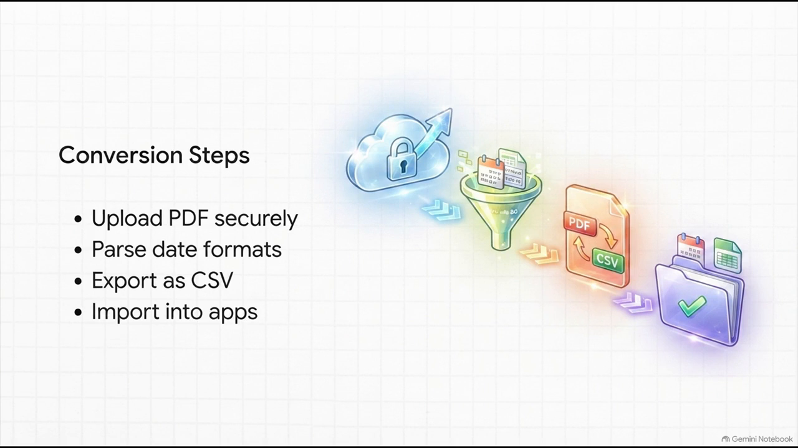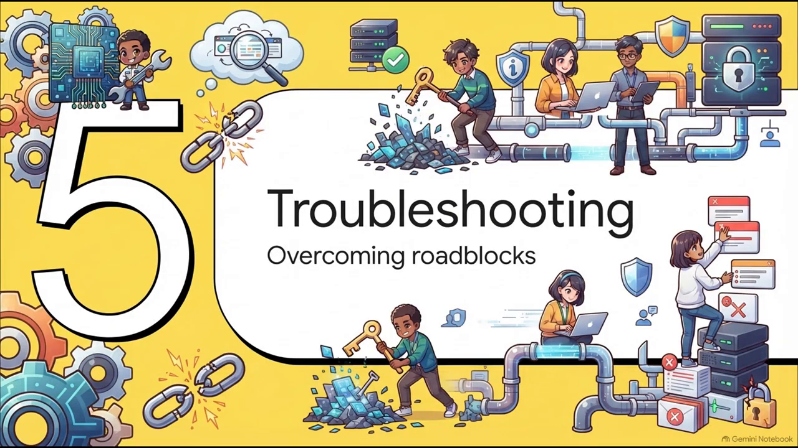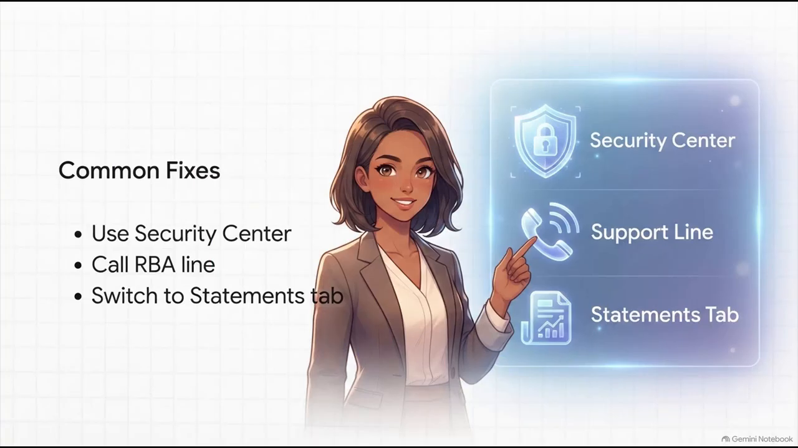absolute frustration. Section 5. Troubleshooting common issues. Overcoming roadblocks. Look, even the best digital systems have occasional hiccups. First off, if you're on mobile and your transaction view suddenly cuts off at the 2-year mark, don't panic.